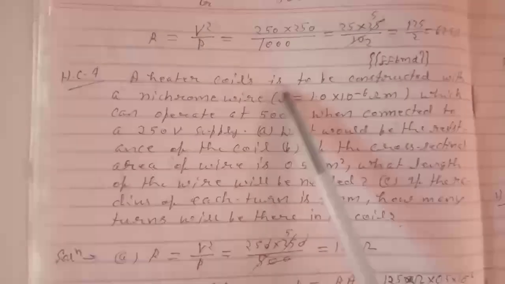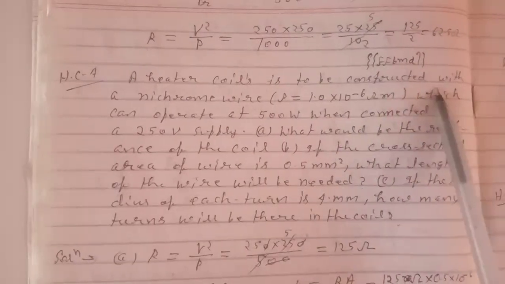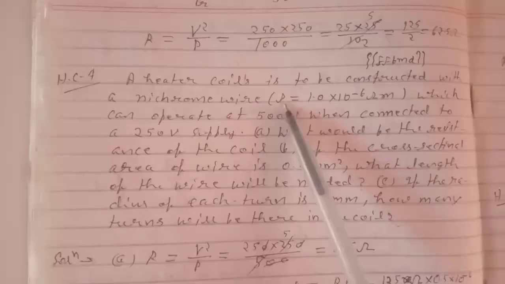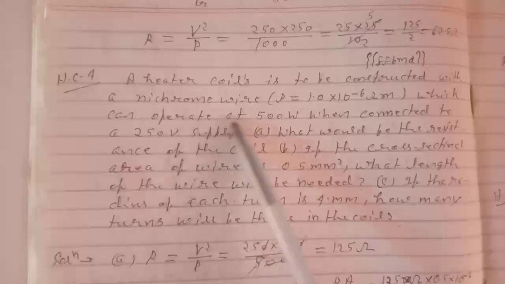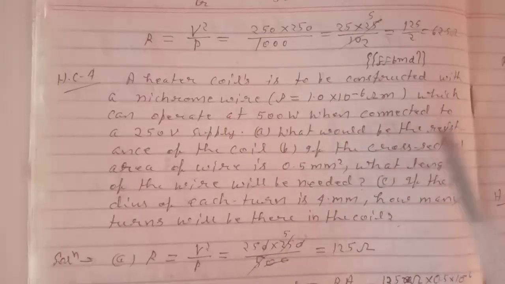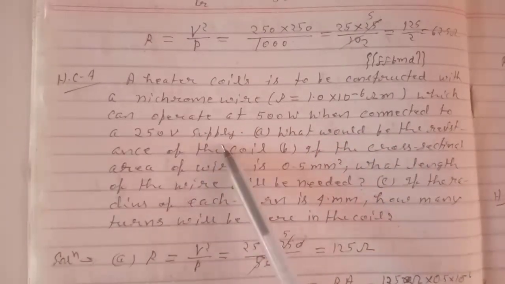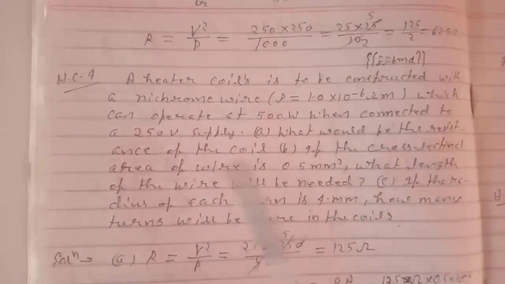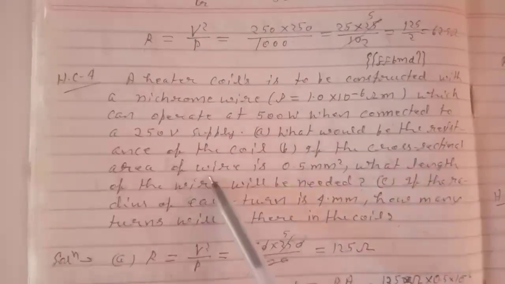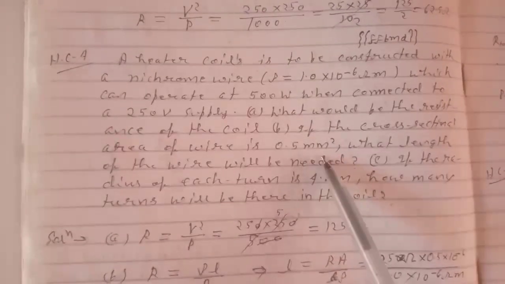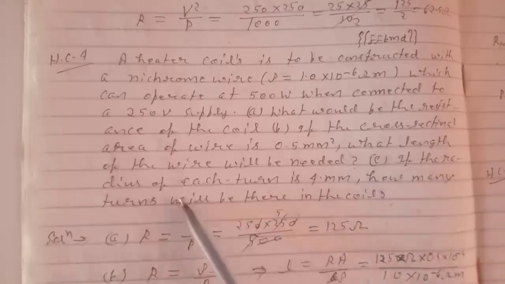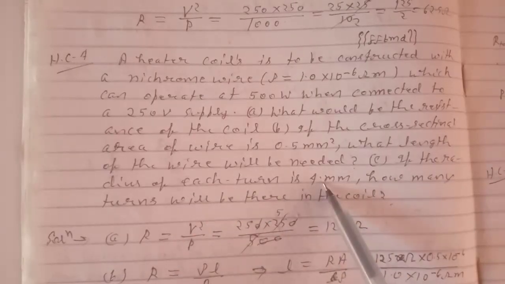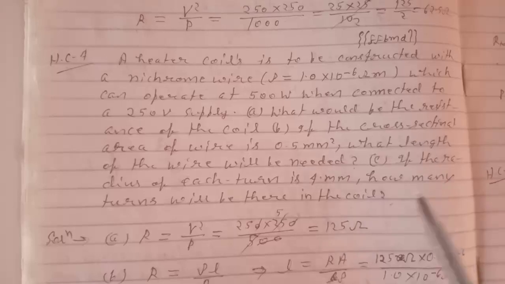Next, a heater coil is to be constructed with a nichrome wire, rho equal to 1 into 10 to the power minus 6 ohm meter, which can operate at 500 watt when connected to a 250 volt supply. A. What would be the resistance of the coil? B. If the cross sectional area of the wire is 0.5 millimeter square, what length of the wire will be needed? C. If the radius of each turn is 4.4 millimeter, how many turns will be there in the coil?